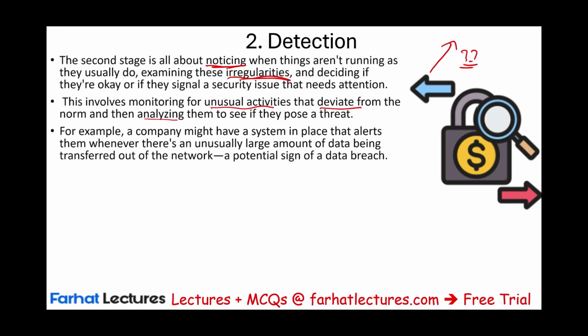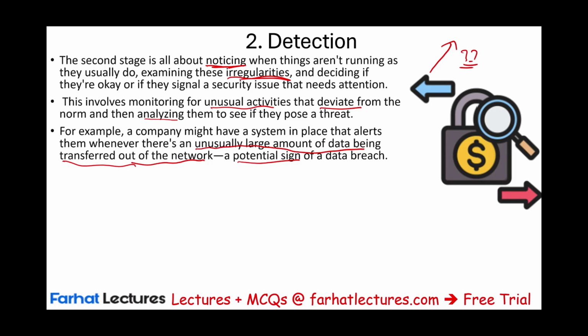For example, a company might have a system in place that alerts them when there is an unusually large volume of data being transferred out from the network. Once we notice this, it will alert us that 5-6 gigabytes are being transferred at the same time. This could be a potential sign of a data breach. It doesn't have to be, but a potential sign, because that's not usual. That's not what we usually do.